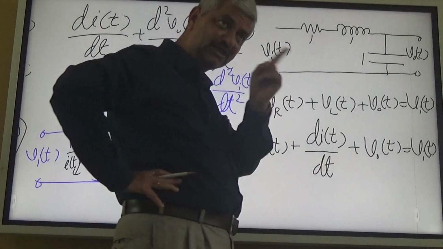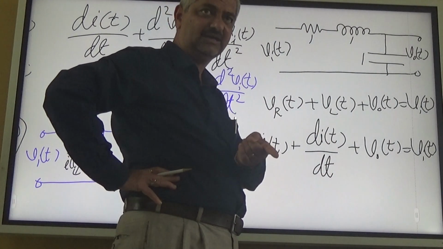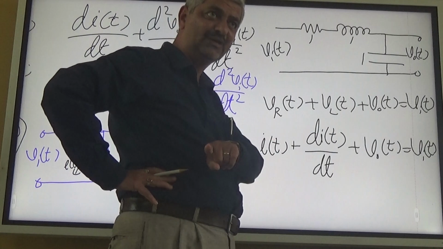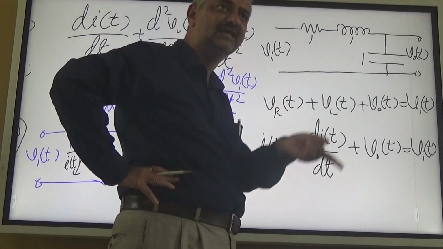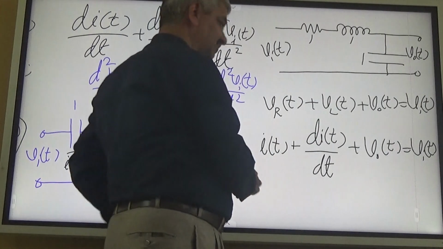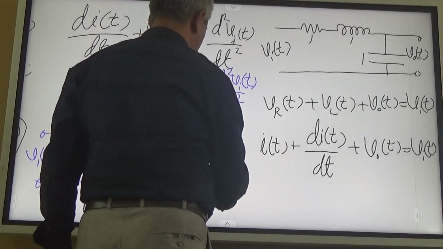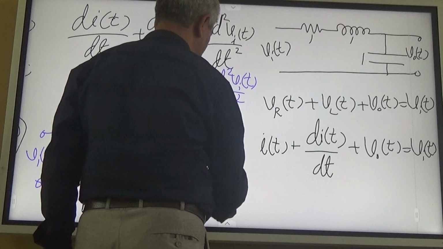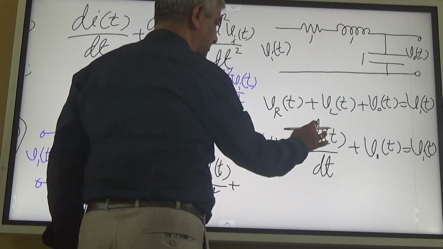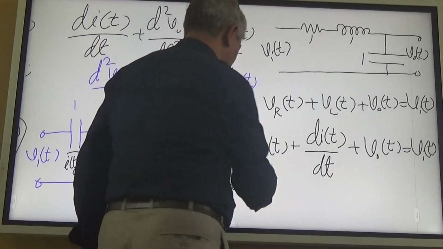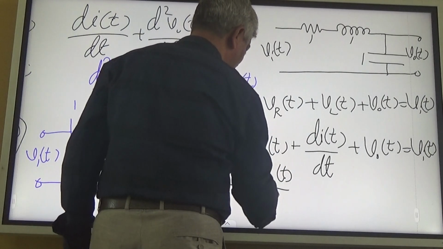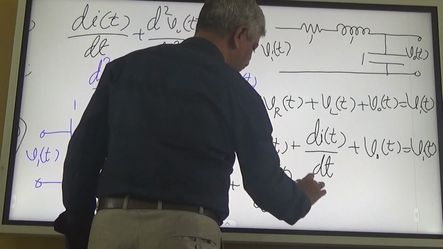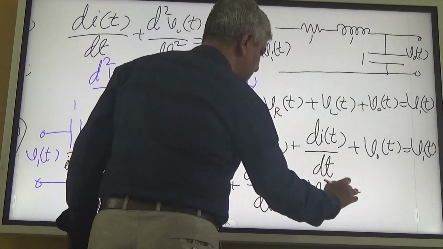Now what is not yet used? Capacitor property. The capacitor property tells me what? IT equal to C, that is 1. So IT is equal to dVOT by dt. Just put it here. So dVOT by dt plus d by dt of dVOT. So d2 VOT upon dt square plus VOT is equal to V.